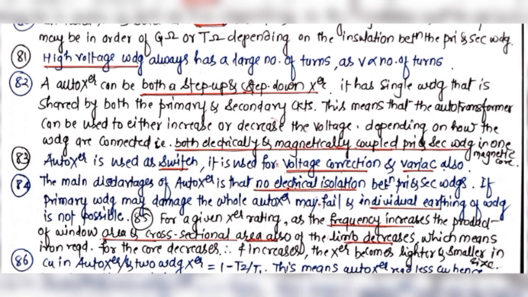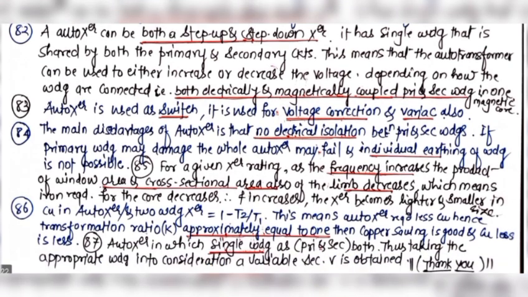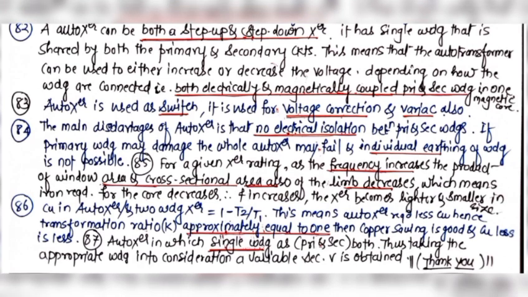High voltage winding always has a large number of turns, as voltage is directly proportional to the number of turns. An auto transformer can be both a step up and step down transformer. It has a single winding that is shared by both the primary and secondary circuits. This means that the auto transformer can be used to either increase or decrease the voltage depending on how the windings are connected, that is, both electrically and magnetically coupled primary and secondary windings in one magnetic core.